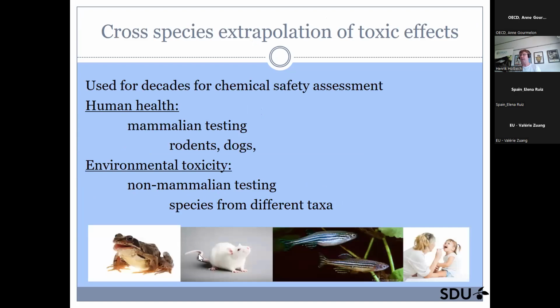First of all, cross-species extrapolation of toxic effects is, of course, not a new topic. It's been used for decades for chemical safety assessment. We all know for human health about the mammalian testing, mostly with rodents and, for example, dogs, or the environmental toxicity testing with all the non-mammalian species from a number of different taxa. So it's for sure not a new topic, and it's been used for a very long time.